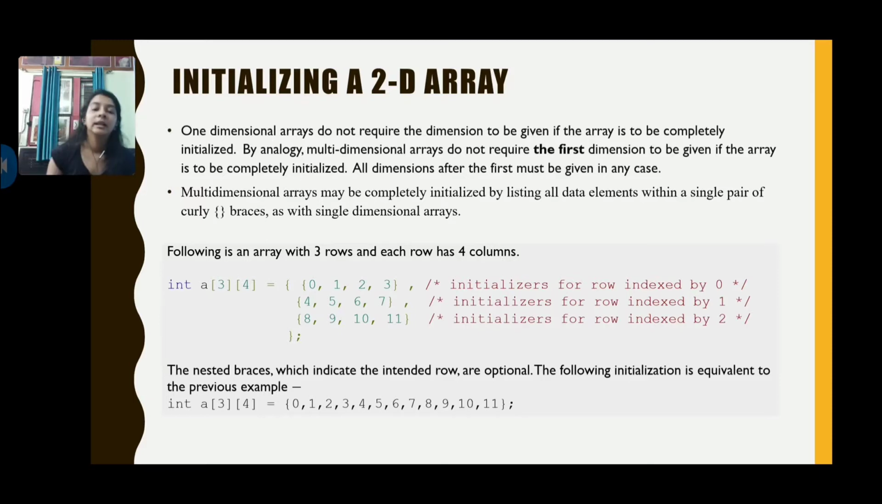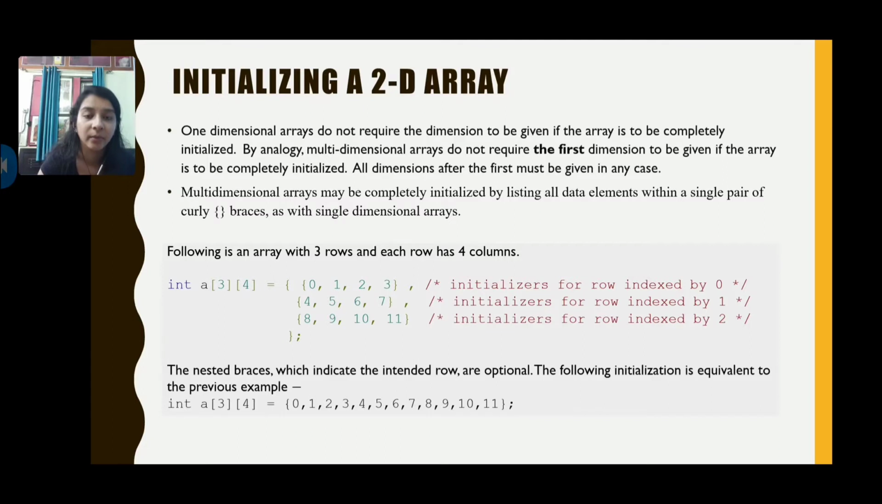So it becomes clear which row has to possess which data elements, which values are given by the user. So in this case, each row has been allocated separately, and the rows are again further separated by commas, and that way the 2D memory allocation is done. The nested braces, which indicate the intended row, are optional.